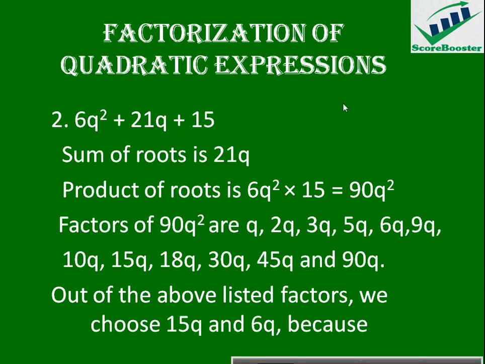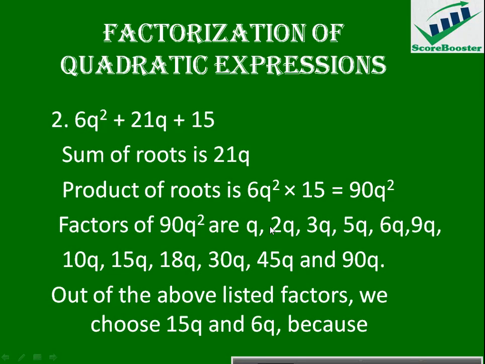So 1 multiplied by q is q, 2 multiplied by q is 2q, 3 multiplied by q is 3q, 5 multiplied by q is 5q, up to the last term, which is 90 multiplied by q, 90q. So these are the factors of 90q squared.